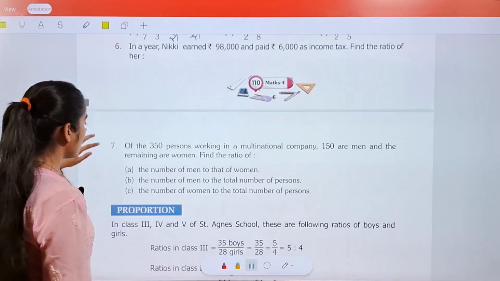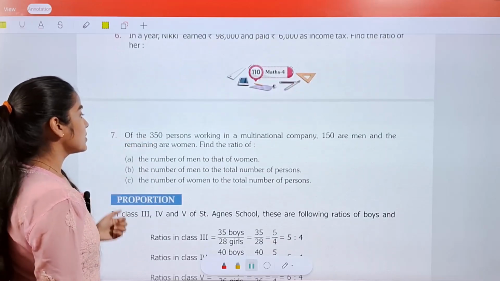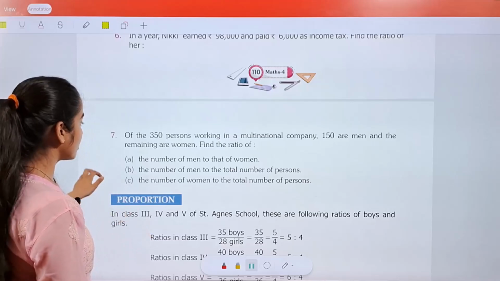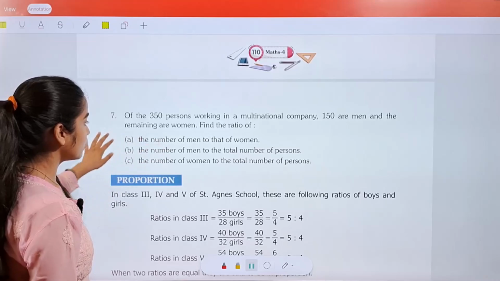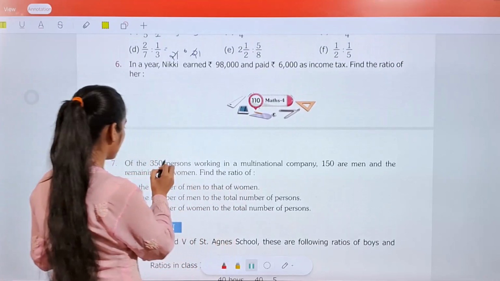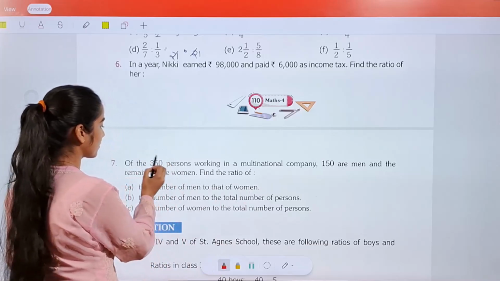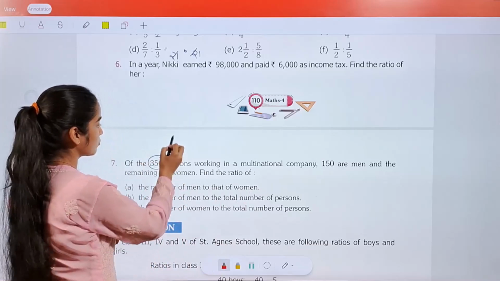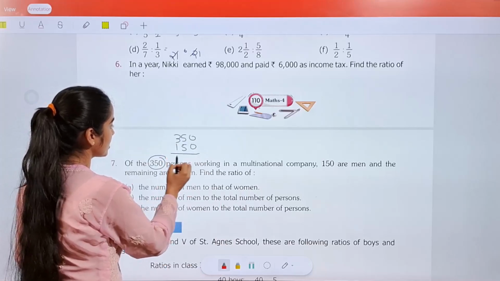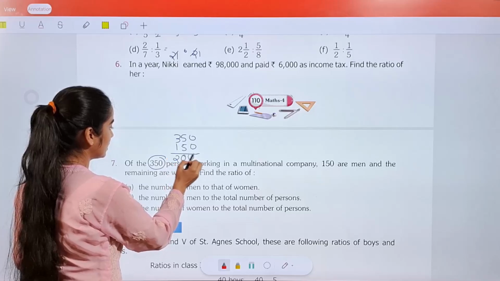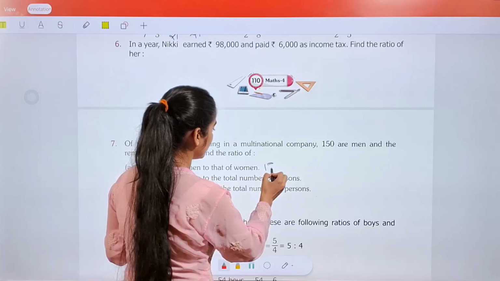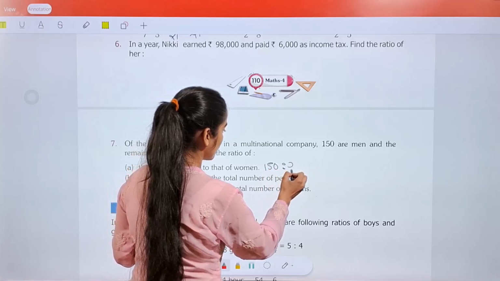Out of the 350 persons working in a multinational company, 150 are men and the remaining are women. Find the ratio of the number of men to that of women. So the number of men is 150, the remaining are women. 350 is the total, and 150 are men, so 350 minus 150, how many women will there be? 200. Now men to women, so 150 is to 200.